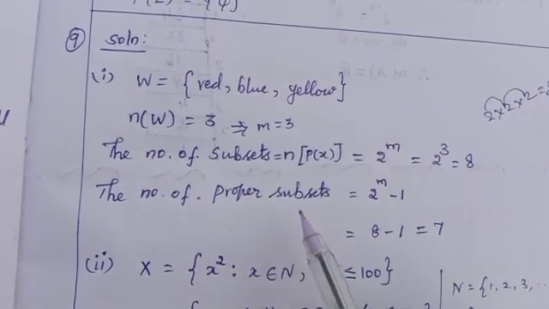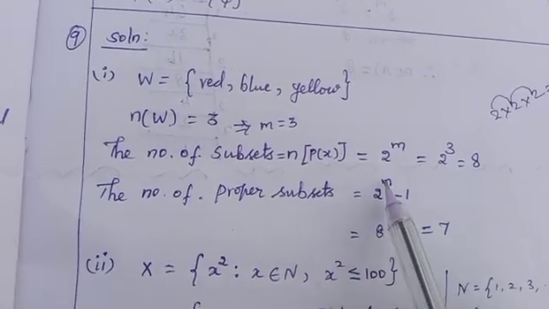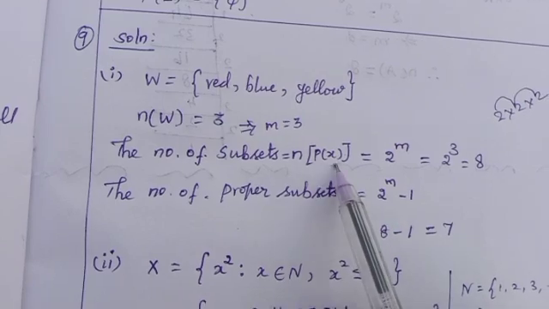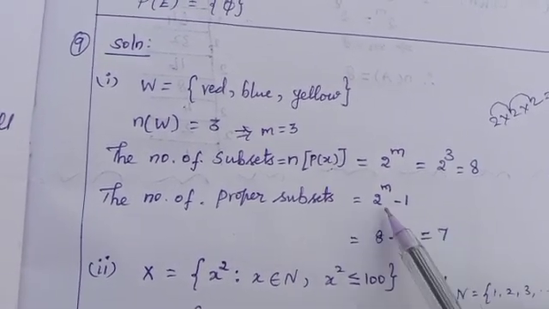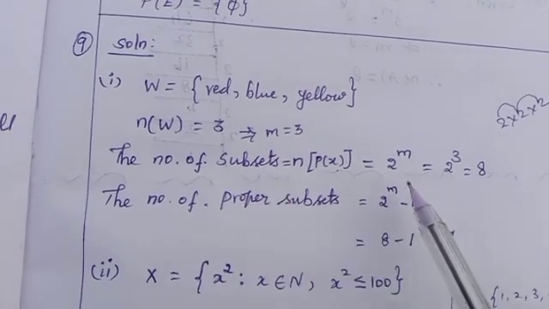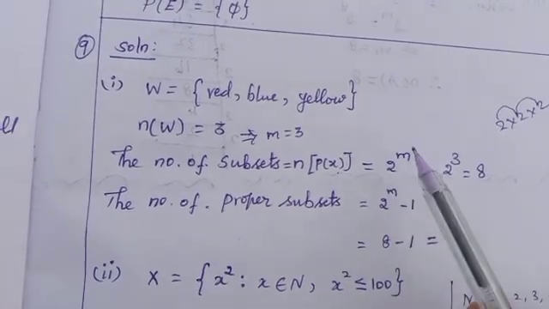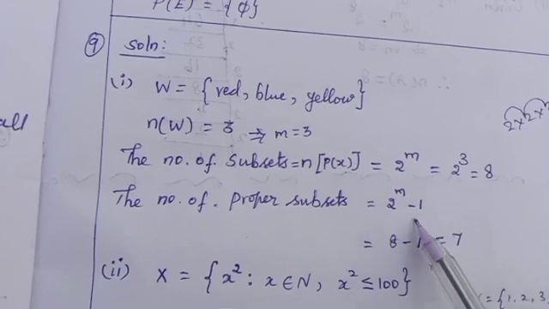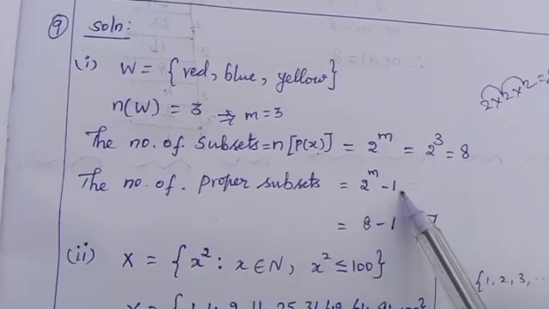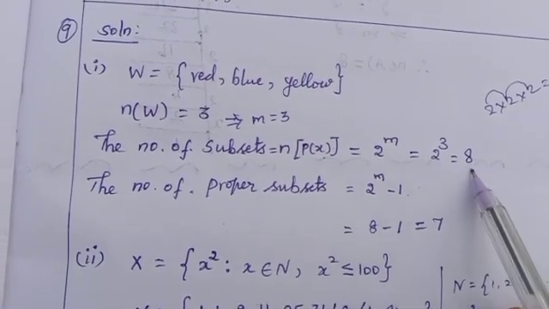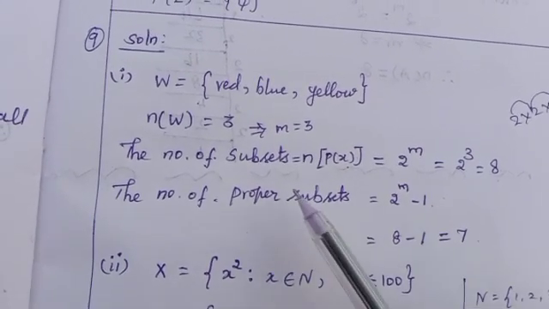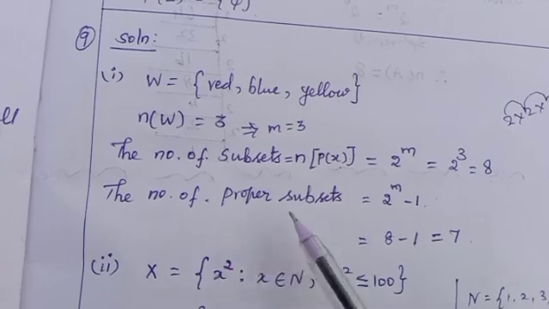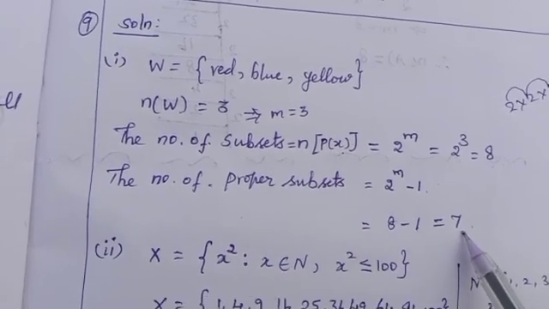The formula for the number of proper subsets is 2 power m minus 1, or n(P(X)) minus 1. You have to remember this formula. It is easy for you. Number of subsets, remember 2 power m. Number of proper subsets, 2 power m minus 1. 2 power m we already found: 8. 8 minus 1 is equal to 7. So the number of subsets is equal to 8, and the number of proper subsets is equal to 7.